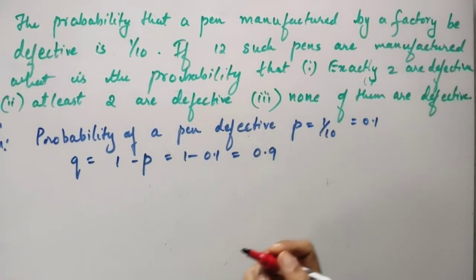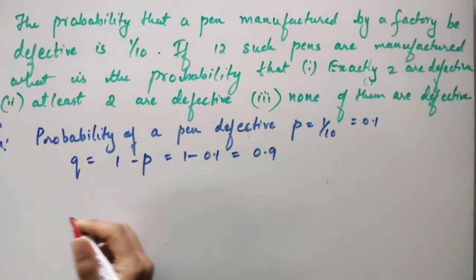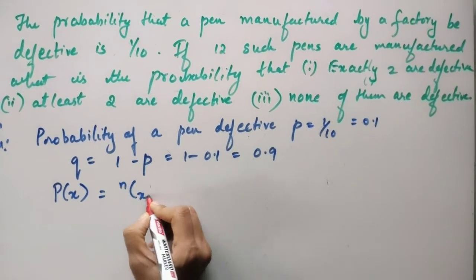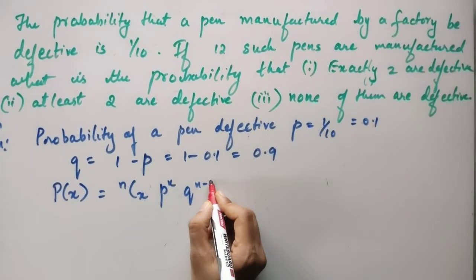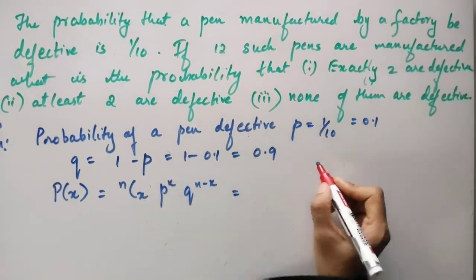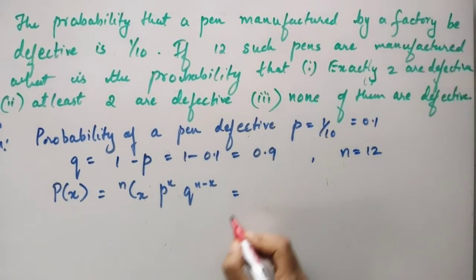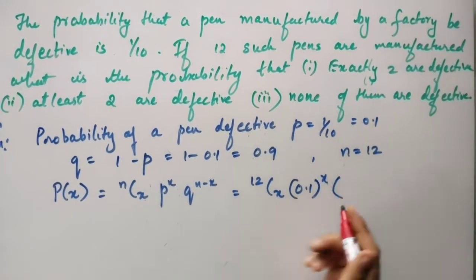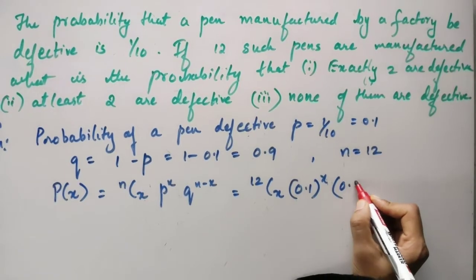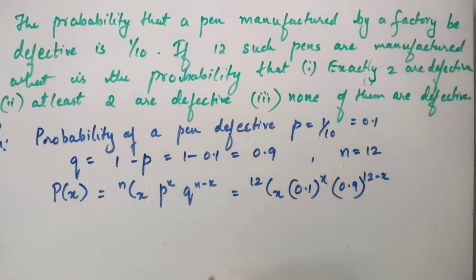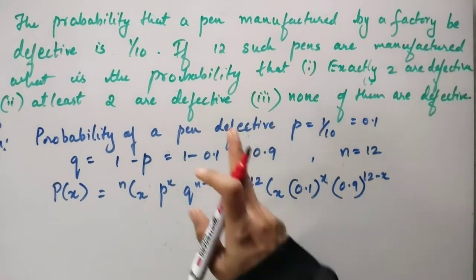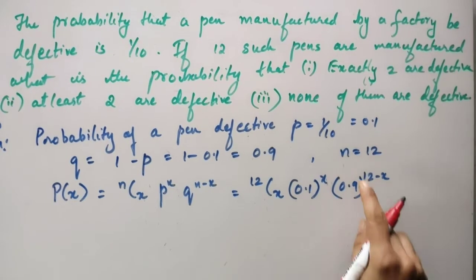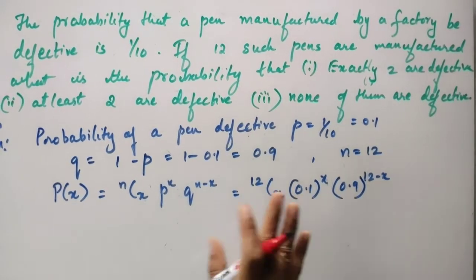By binomial distribution, we have the probability distribution function P of x as nCx P raised to x Q raised to n minus x. Here n is equal to 12. So it will be 12Cx, 0.1 raised to x, and 0.9 raised to 12 minus x. It's a very simple, easy problem. Everything is ready now.